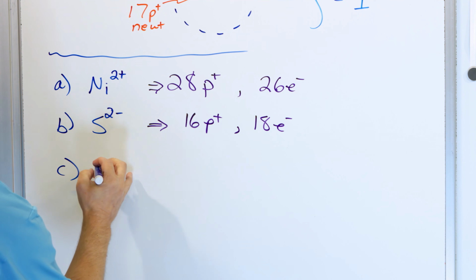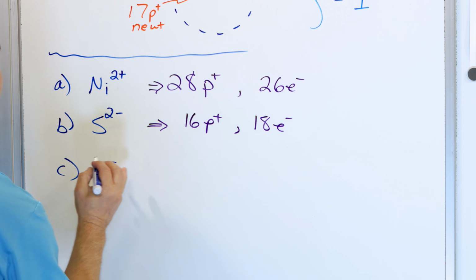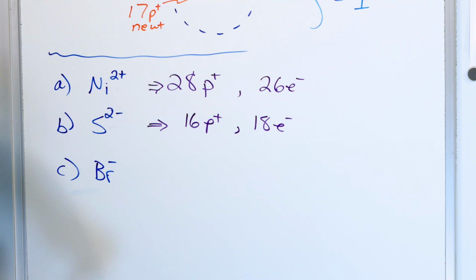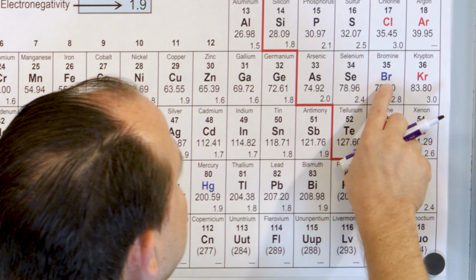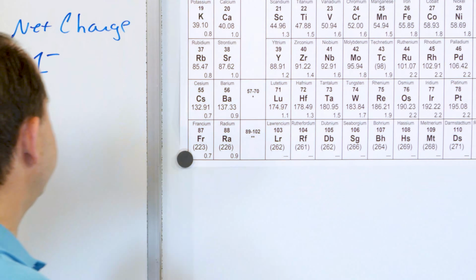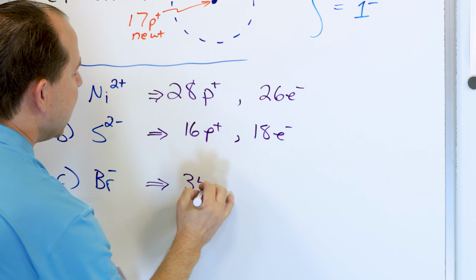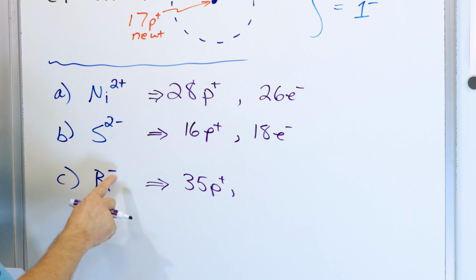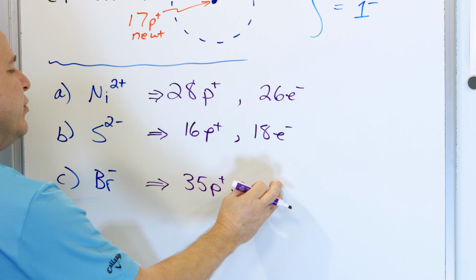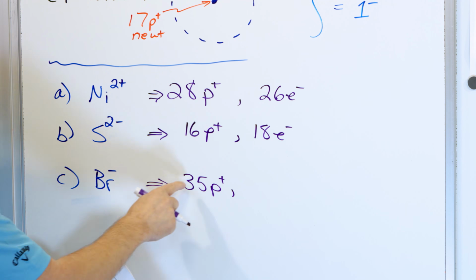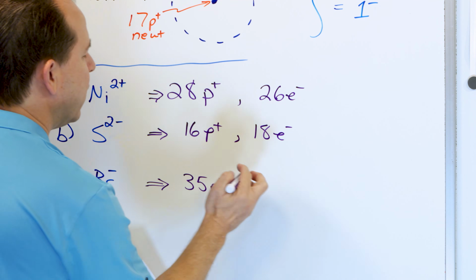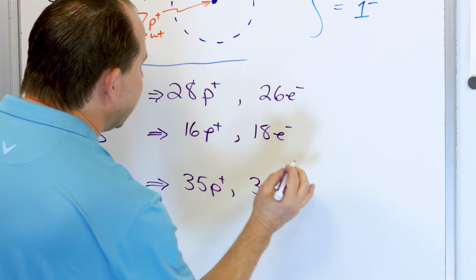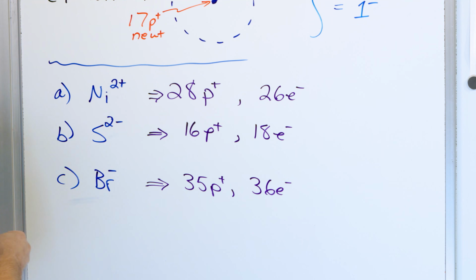Let's take a look at bromine, and this is just a negative 1 charge. Negative 1 charge, so we don't have to write the number 1 here. So where is bromine on the periodic table? Bromine is over here, and it has 35 protons in the nucleus. So this has 35 protons in the nucleus, and we know it has an overall negative charge. The neutral bromine atom should have 35 electrons, but we have to have 1 additional because it has an overall charge of negative 1. So this has 36 electrons surrounding that nucleus.